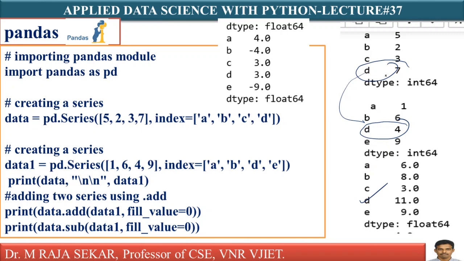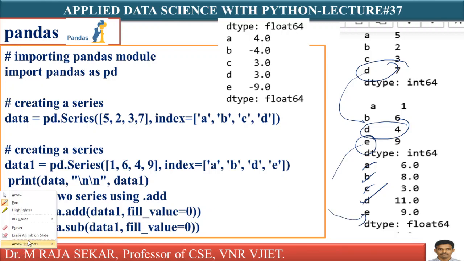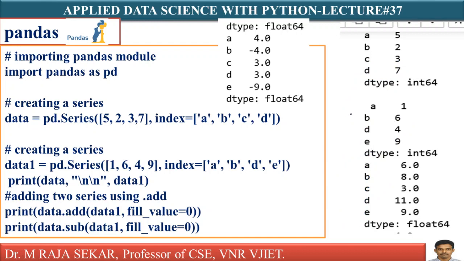Isn't it? Now what about A, B, C, D? We completed A, B, C, D. But here I have E also in my second series data structure. That E as it is will be sent to the summation part. It is simple and straightforward. If something is absent, its value is treated as 0 and the sum will be stored in the resultant series.